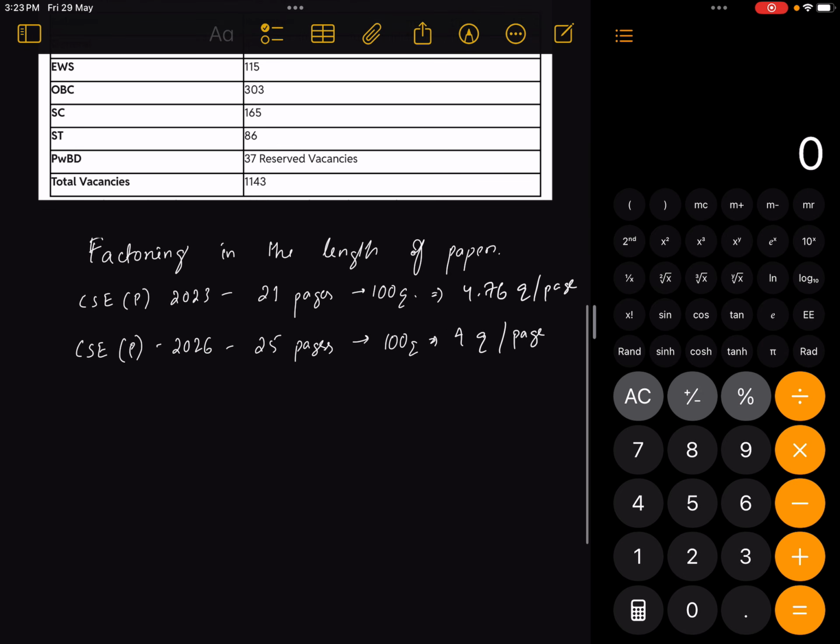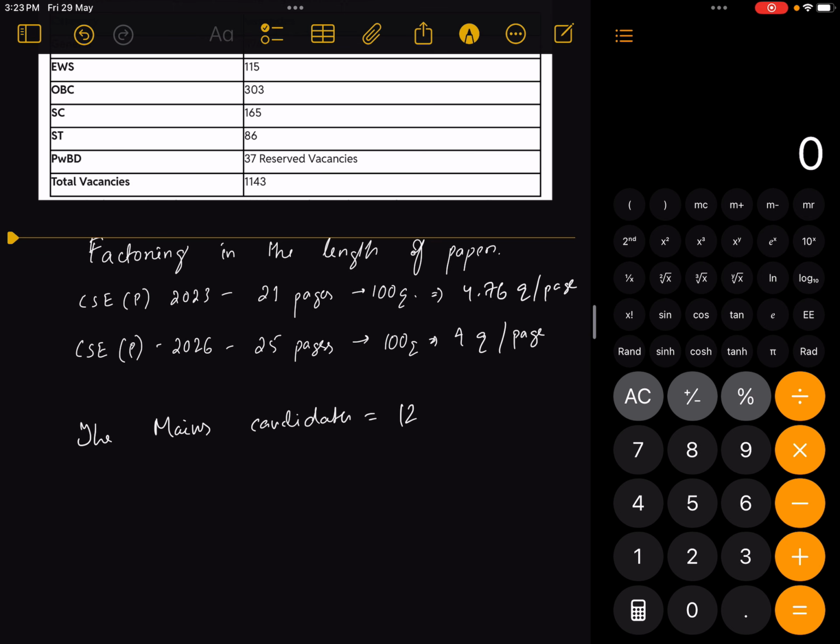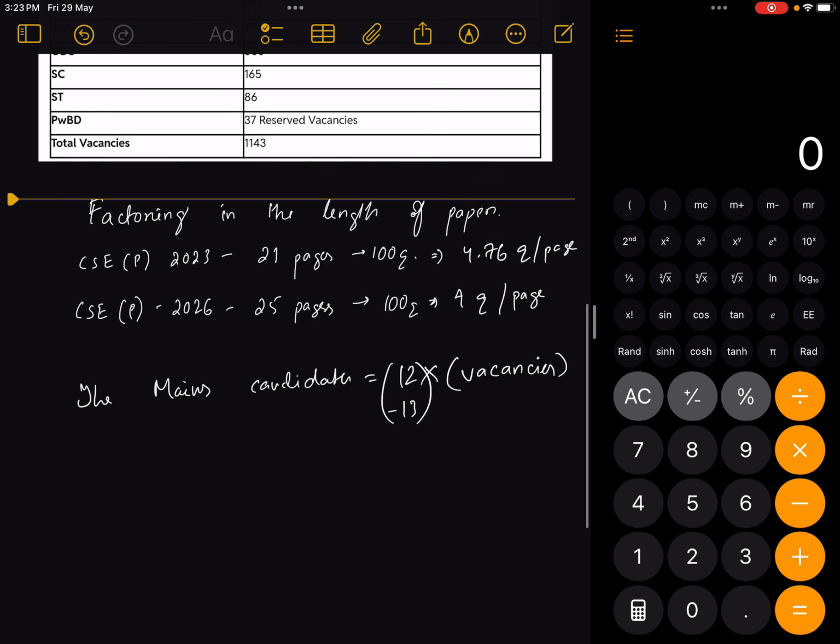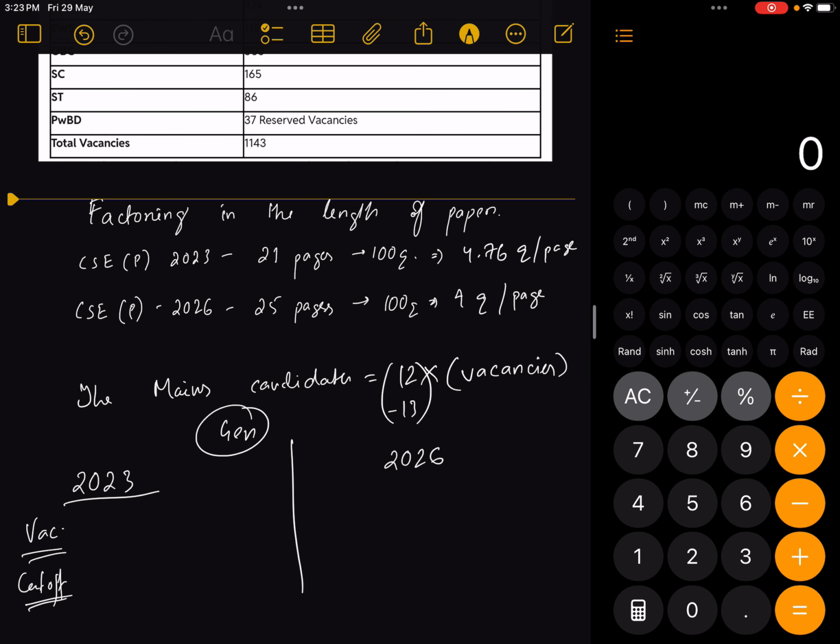We know that the number of students who will be selected for mains will be 12 times the number of vacancies. That is 12 to 13 times, correct? So let's compare 2023 and 2026. I'll use the general vacancy numbers in this case, vacancy and then cutoff. No matter what the cutoff goes, at least this many students, that is 12 to 13 times the number of vacancies, will get through to writing mains.